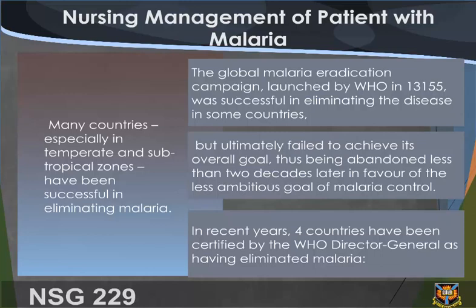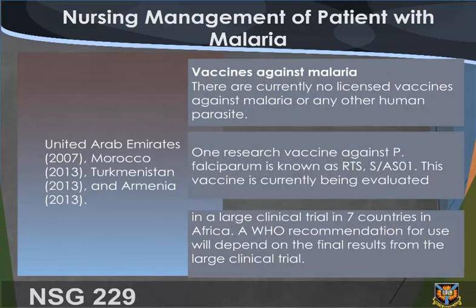In recent years, 4 countries have been certified by the WHO Director General as having eliminated malaria: United Arab Emirates 2007, Morocco 2013, Turkmenistan 2013, and Armenia 2013.